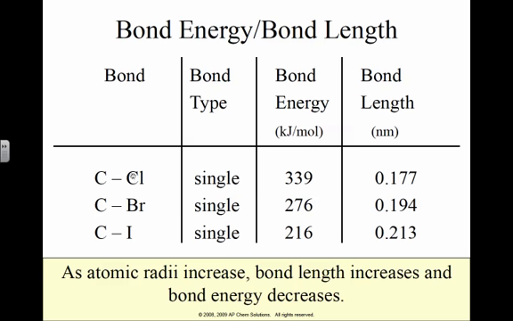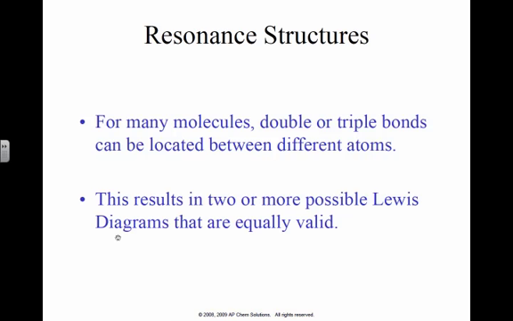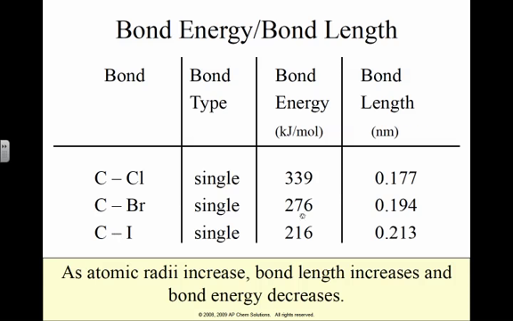So since they're smaller, the distance between the nucleus of carbon and chlorine is less. So this is a smaller bond. Here's the bond length. This is a larger bond length. This is the largest bond length. And because this is the largest bond length, it requires the least amount of energy to break.